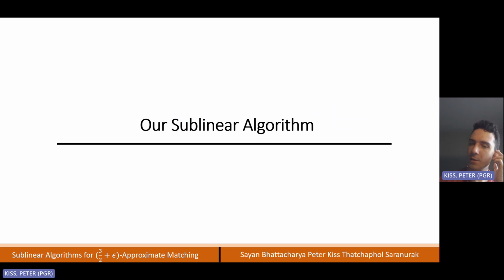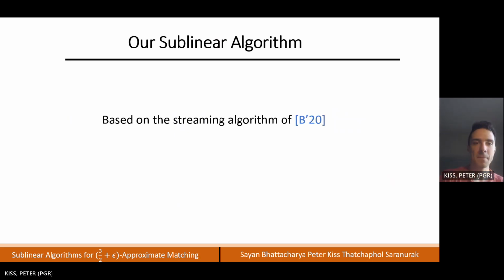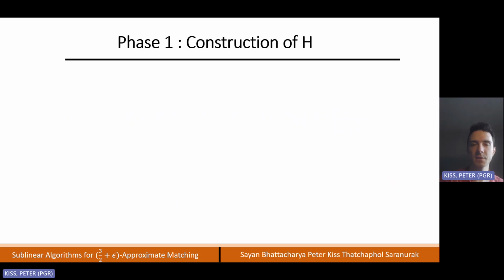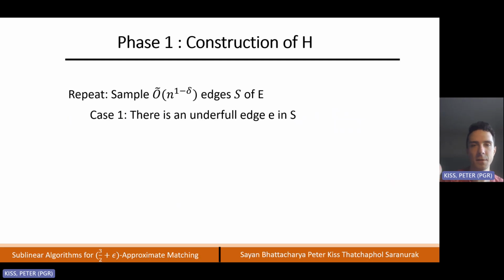So how does our sublinear algorithm look? It is based on the streaming algorithm from Bernstein 2020. And it has 2 phases. In phase 1, we construct H, a sort of EDCS, not exactly an EDCS. So we will repeat the following process. We sample a sublinear number of edges, S, randomly from the edge set. And if there is an underfull edge inside of S that should be part of the EDCS, we add it to the EDCS, and we remove overfull edges, which this addition may cause.